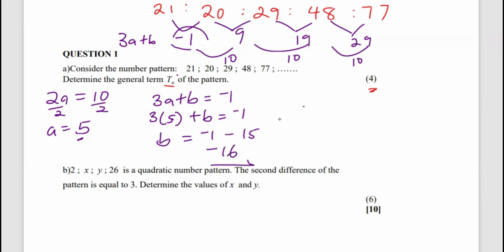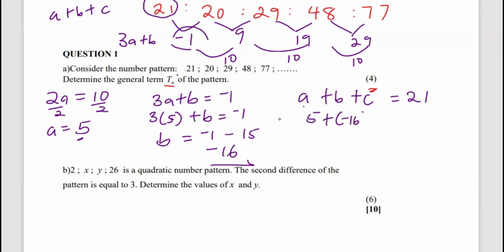And then lastly, we said this 21, the first term, should be equated to a plus b plus c. So a plus b plus c must give us a 21. But now, since our a is a 5, our b is a negative 16, and then our c we don't know. Do your magic, and let's get the answer. So that's 21. I'll say plus 16 minus 5, which gives me a 32. Okay, so c is a 32.